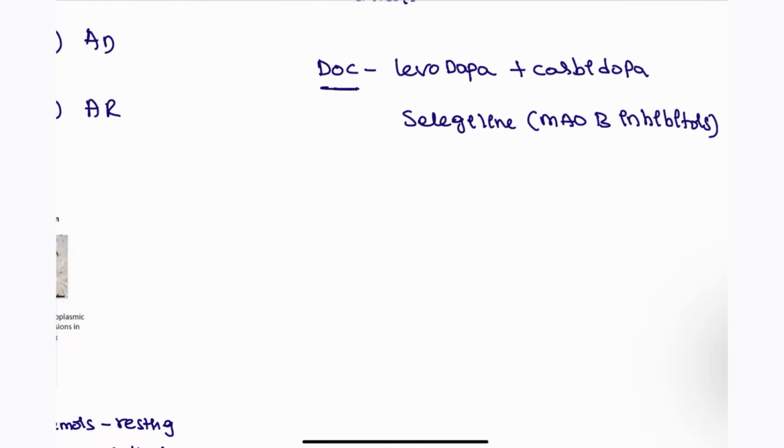And to decrease the tremors, we can also add benztropine. Benztropine can also be added for this patient. This is how we are going to treat this patient with this condition.